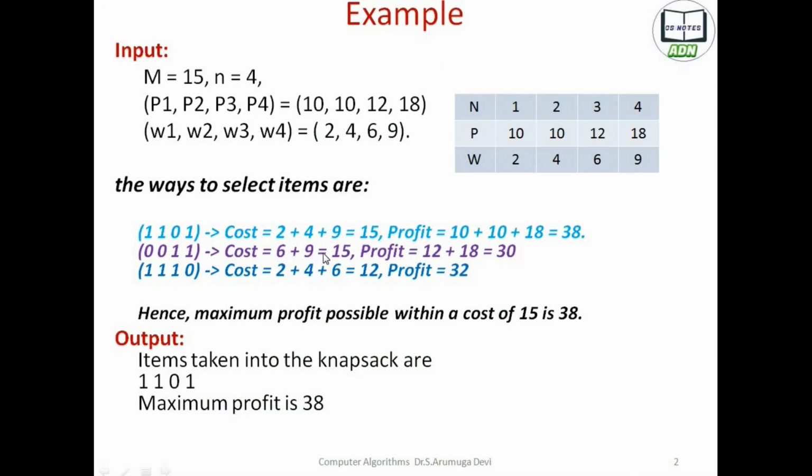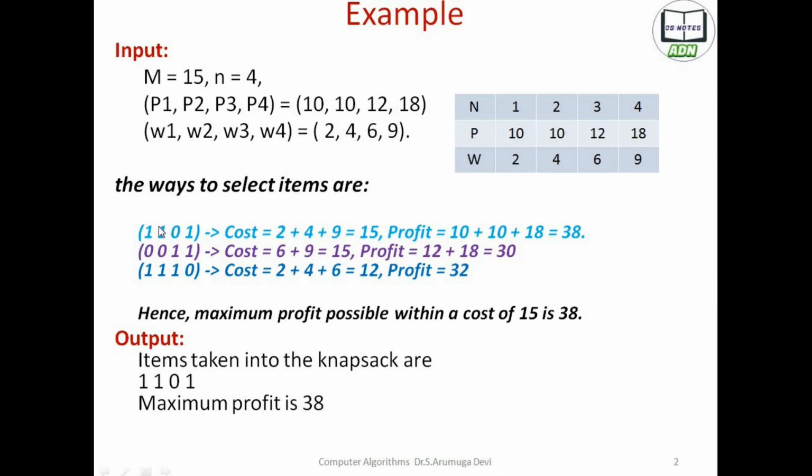An example: the capacity M of the bag is 15 kg. The number of different objects is 4, and the corresponding profit values and weights for the 4 items are given. How do we achieve the maximum profit? That means you take these items and maximize the profit, but the weight should not exceed 15 kg. What are the ways?